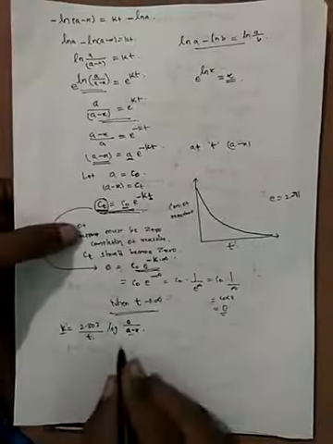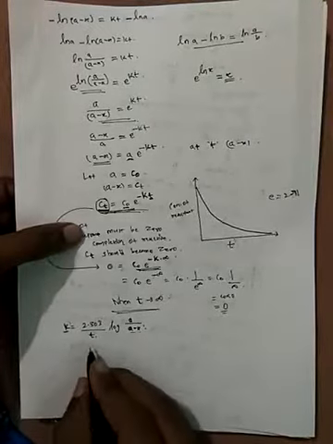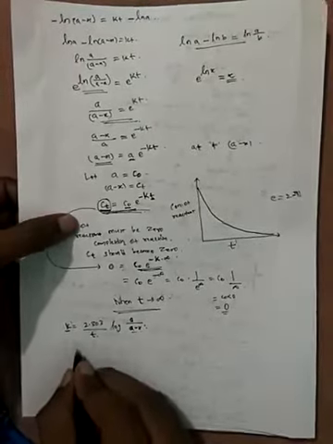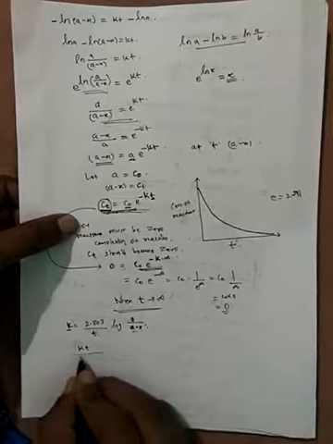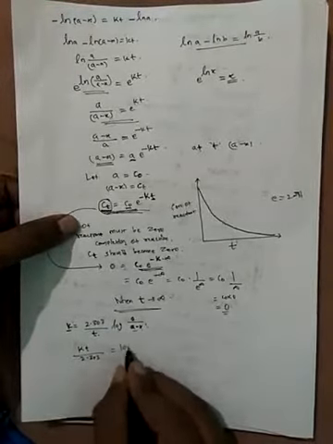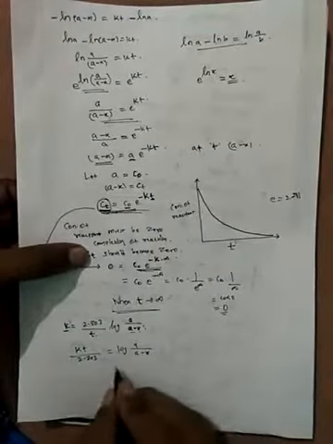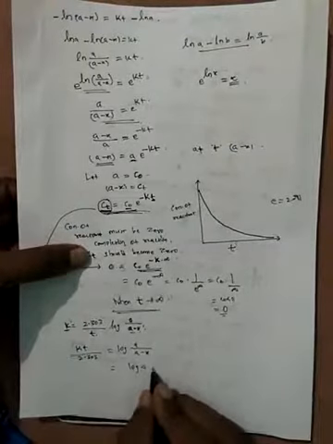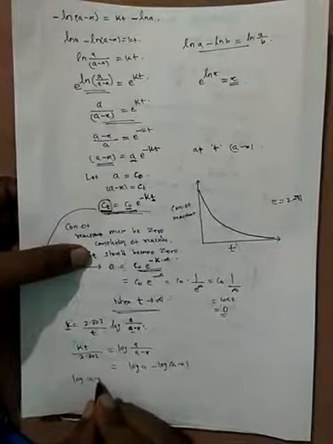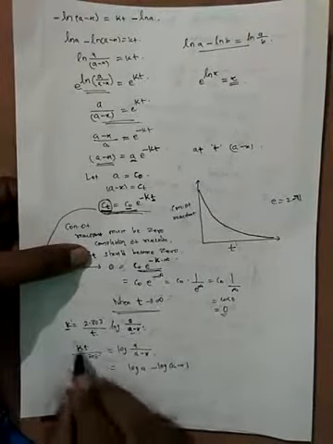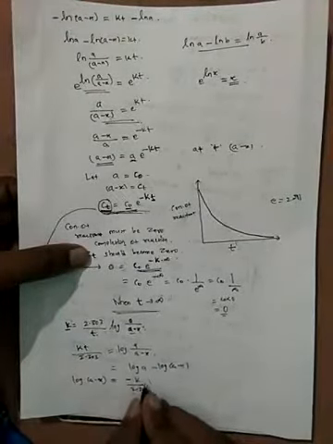Then let me transform this equation into a straight line equation, y equal to mx plus c format. kt by 2.303 equal to logarithm a by a minus x. This is logarithm a minus logarithm a minus x. I'll write logarithm a minus x, and I'll take this to that side: logarithm a minus x equals minus k by 2.303 times t plus logarithm a.